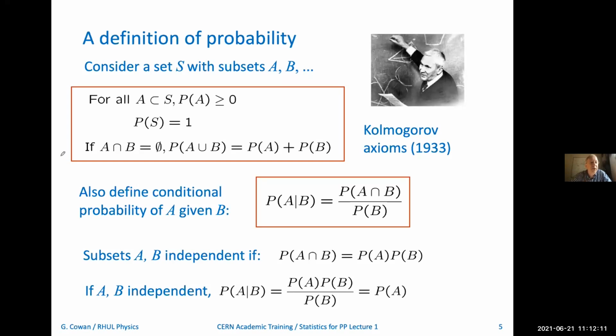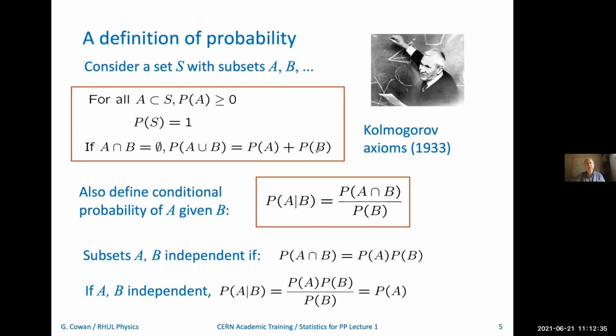All right, and then the third axiom is a little bit more involved. It says if you consider two subsets A and B that are disjoint, that is to say their intersection is the null set, then the probability that you associate with the union of A and B is just the sum of the two probabilities, P of A plus P of B. All right, so those are the Kolmogorov axioms.